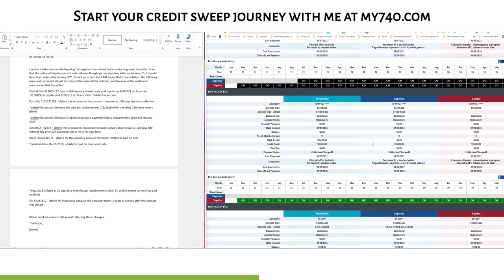Okay, so this is reported as a collection or a charge-off. Now, one thing to note here is that when it says collection charge-off, it's not a collection. It is, in fact, a charge-off, okay? So this is a charge-off with Pentagon FCU. They are very difficult to remove, so you need to know exactly what you are talking about, all right? So let's check out the payment history.